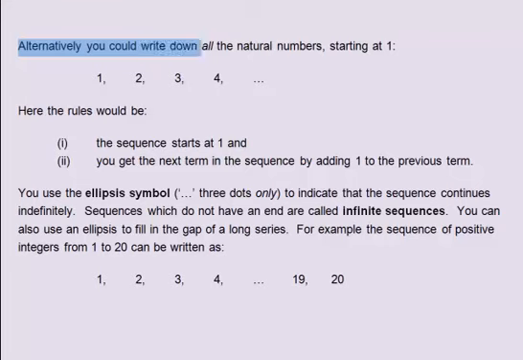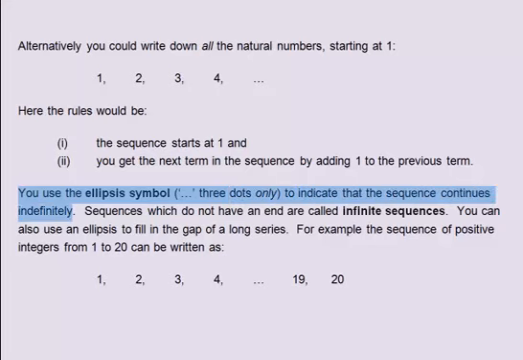Alternatively, you could write down all the natural numbers starting at 1: 1, 2, 3, 4, and so on. Here the rules would be 1. The sequence starts at 1, and you get the next term in the sequence by adding 1 to the previous term. You use the ellipsis symbol, three dots only, to indicate that the sequence continues indefinitely. Sequences which do not have an end are called infinite sequences.